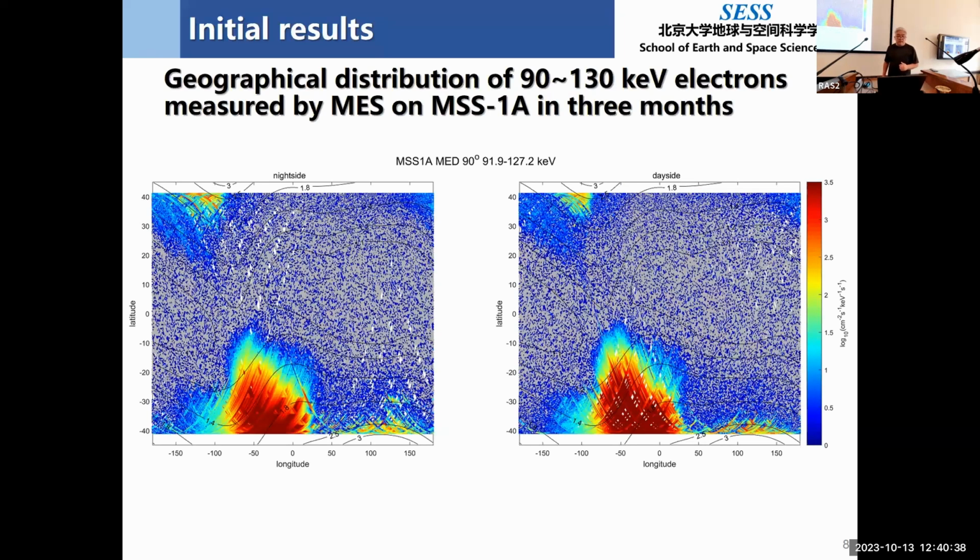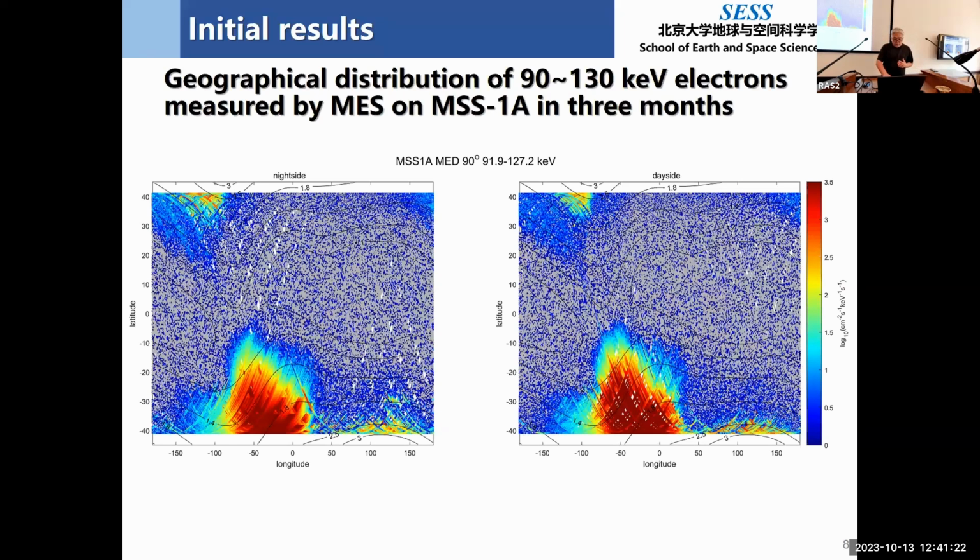The first one I show is the flux distribution. It's the 90 to 130 keV electron flux measured by the MES, accumulated over 3 months. So we can see very clearly that we can scan the inner belt, in the high latitude region and the SAA.